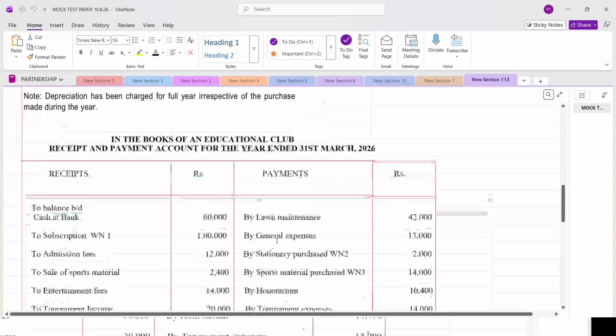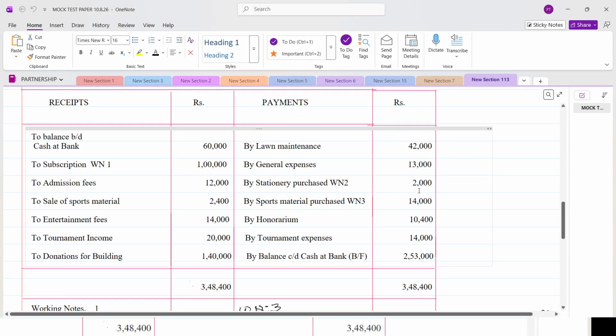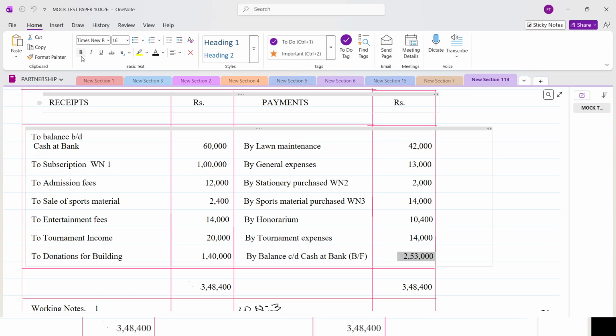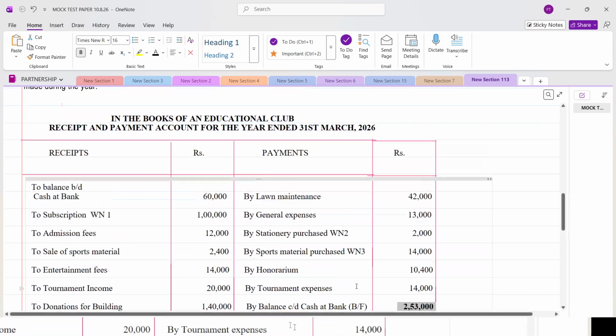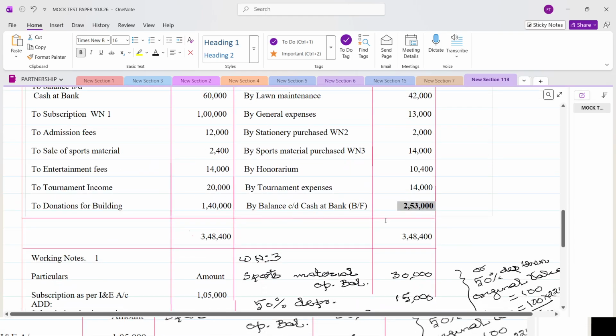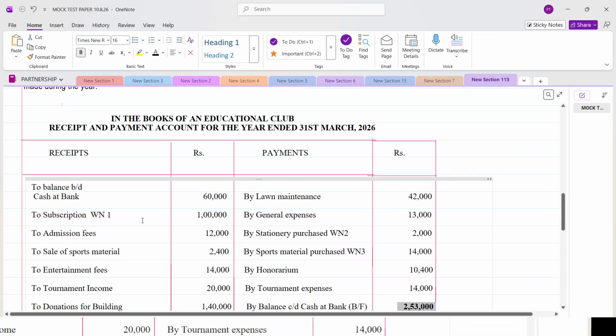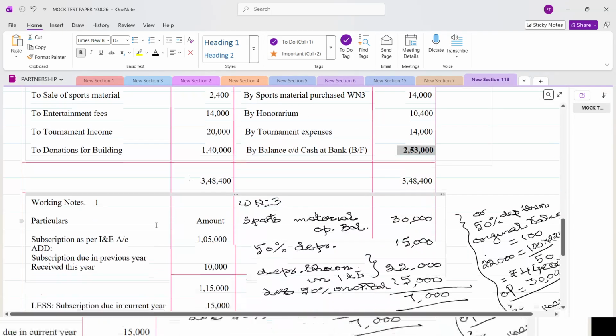Okay. So now by purchase of stationery, you have to put 2,000 rupees. Then simply you add all these things and take the balancing figure. Don't forget to write the full form. By balance carried down, cash at bank, the balancing figure is 2,53,000. This is your answer. Okay. So they are going to give you one mark for this, I hope so. This may be their analytics: 1 mark for this, 3 marks for the three working notes, 4 marks, and for your presentation. Okay. So this is all about the 5 mark question.